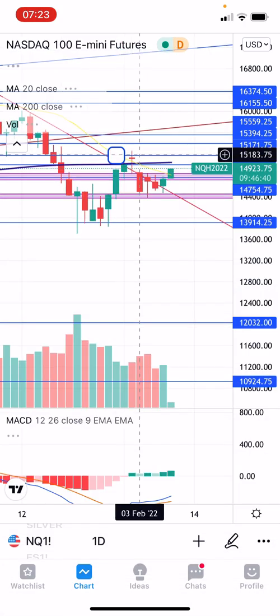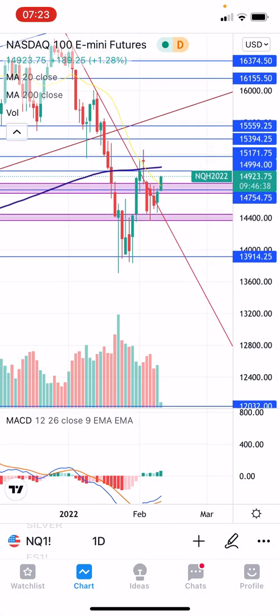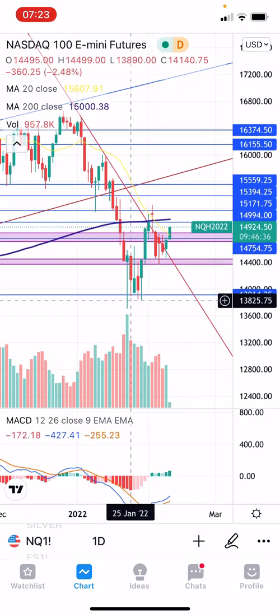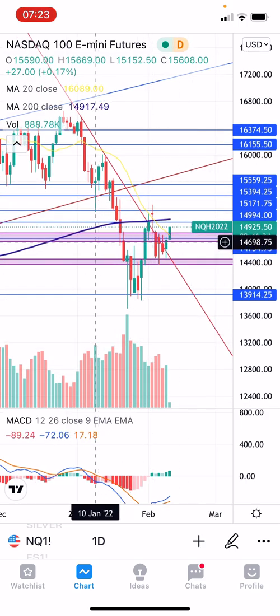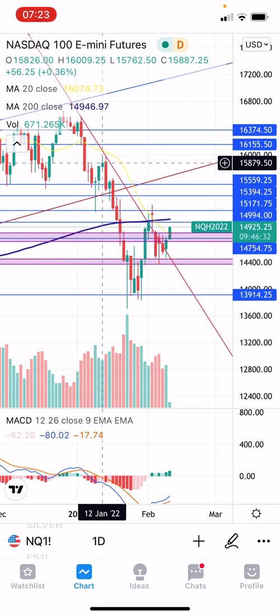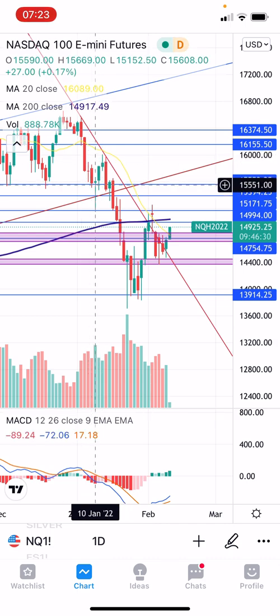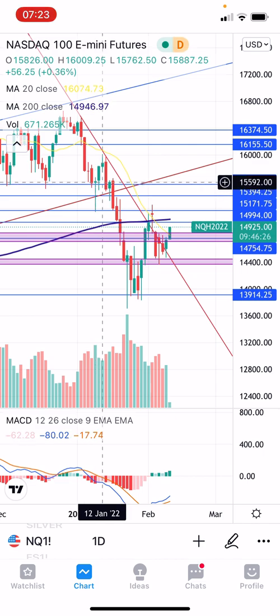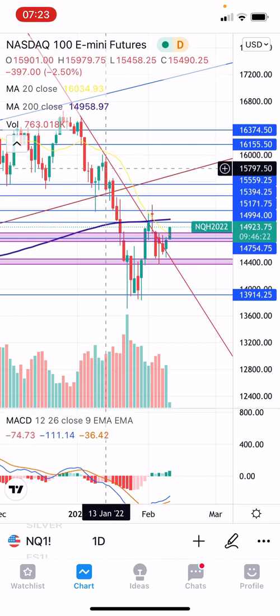Let's go down to the daily. Okay, so this one kind of coincides. Yes, you actually see it did dip below and then bounced up, and it actually bounced up to 16,000 after hitting a low of 15,152. So over an 800-point bounce from there, but then it started to come back below.